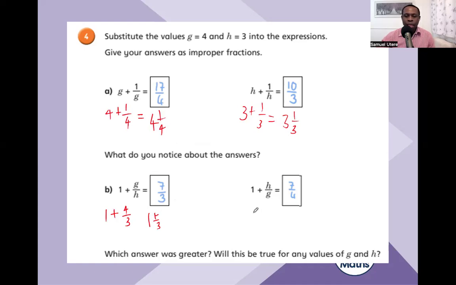And then this is 1 add, h is 3, and g is 4. So 1/3. Okay, 1/3. So if you were to change this to a top-heavy fraction or improper fraction, that would be 4 times 1, 4, add 3, 7/4.